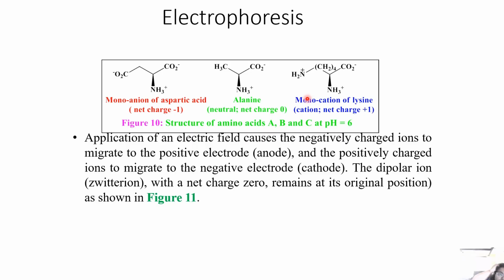So application of an electric field will cause the negatively charged ions to migrate towards the positive electrode and the positively charged ions to migrate towards the negative electrode. And the dipolar ion with the net charge 0 will remain as it is in its original position.